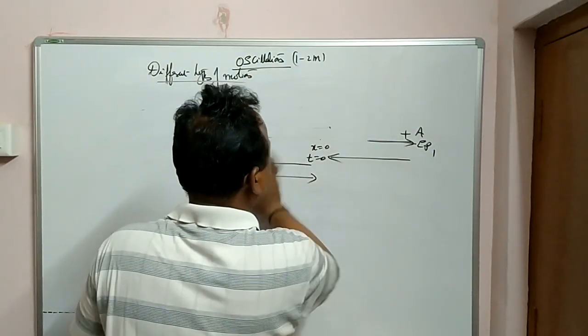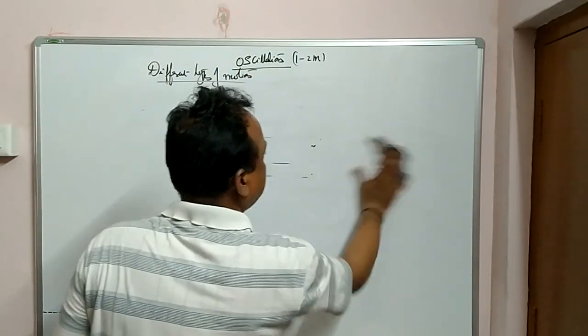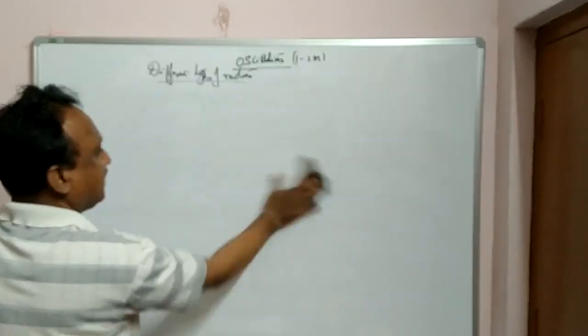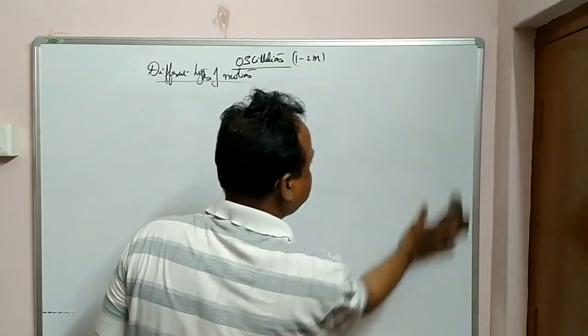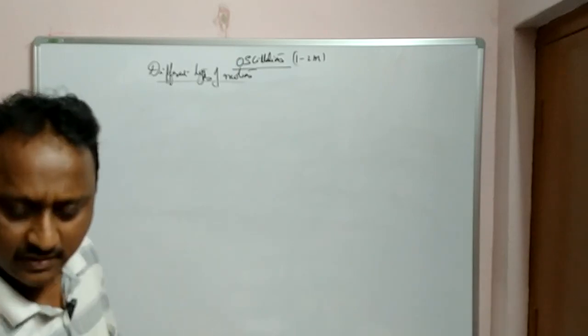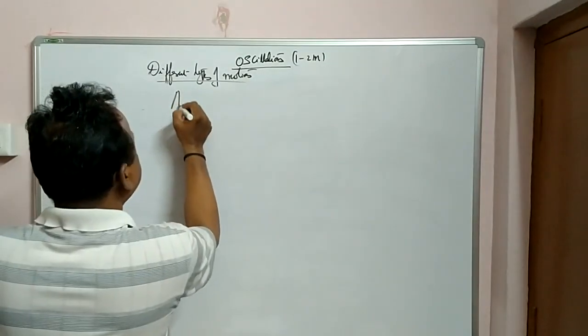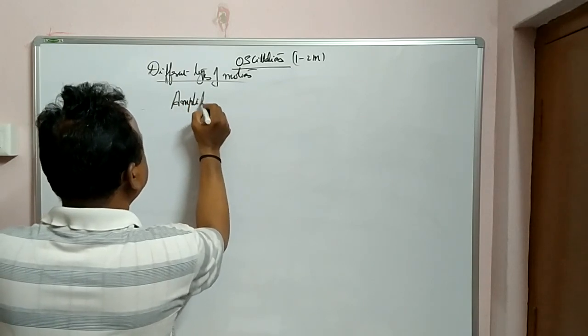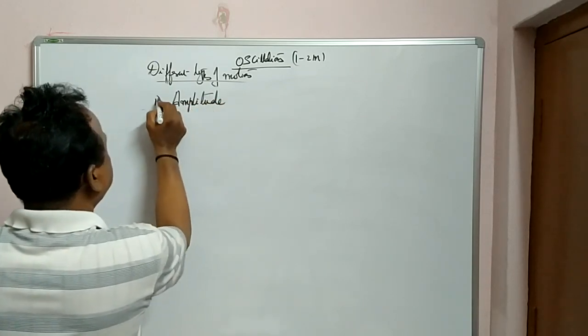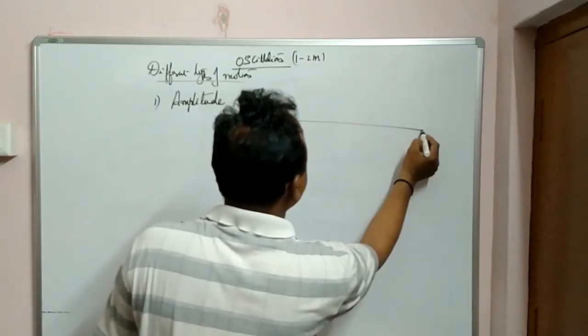Clear? Right. Now let us go further. Let us learn some points: what is amplitude, time period, frequency. Firstly, let us see what is amplitude. See here, same example I will give you.